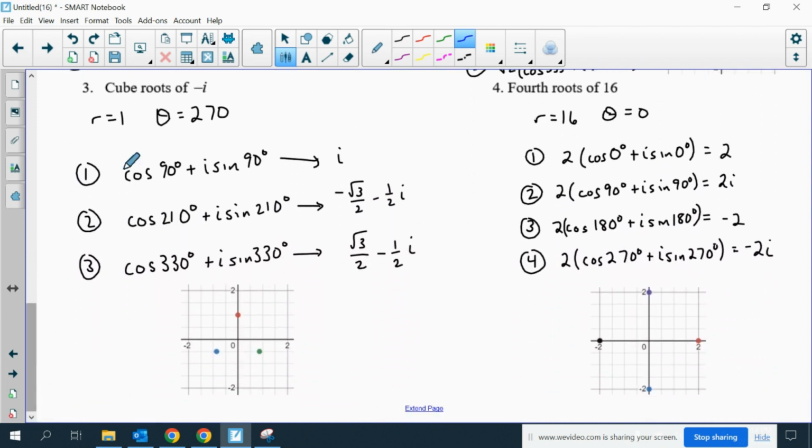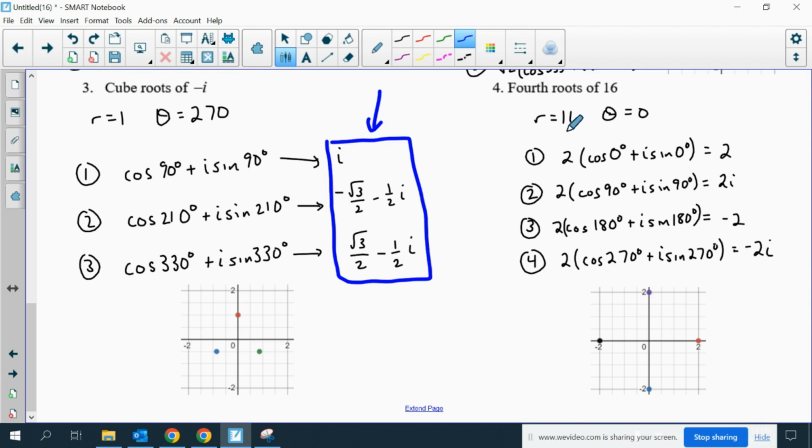Cube roots of -i. The radius is 1 and the angle is 270, so I divide 270 by 3. The cube root of 1 is just 1. So I have cosine 90 plus i sine 90. Then I add 120 twice because 360 divided by 3 gives me 120. So that's why I end up with these 3. And notice that since these angles are nice, I might be able to convert them into regular polar or regular complex form. So the directions might tell you to do that.